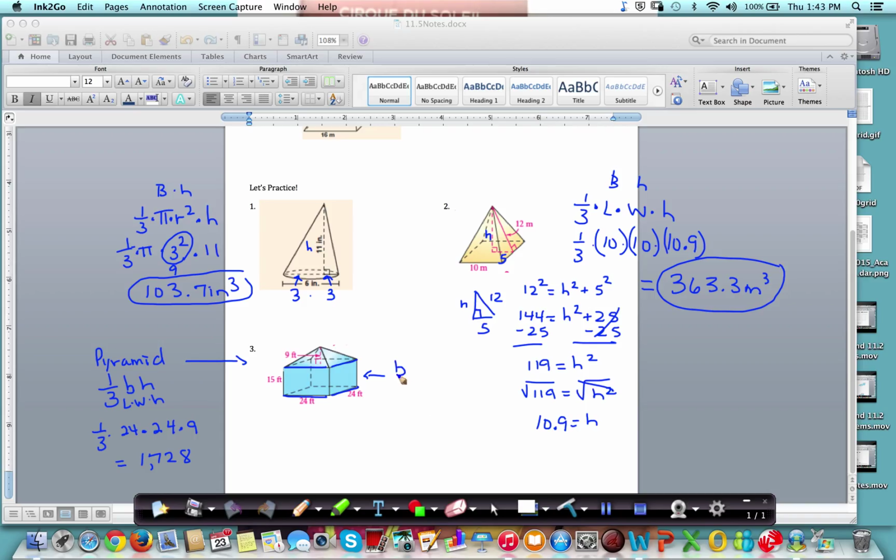Okay? And then I have to find this, which is my base times height. So this is just my regular cube, base times height. Base is length times width times height. So 24 times 24 times the height of 15. That worked out pretty easily as well. 8,640. And then, of course, I need to put them together. So when I add those two together, I get a total of 10,368 feet cubed. And that is the volume for those figures.